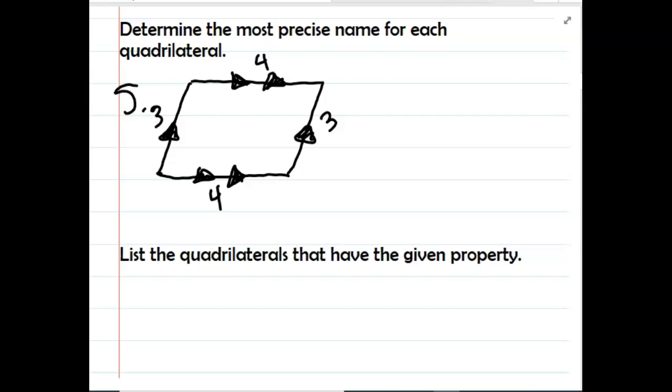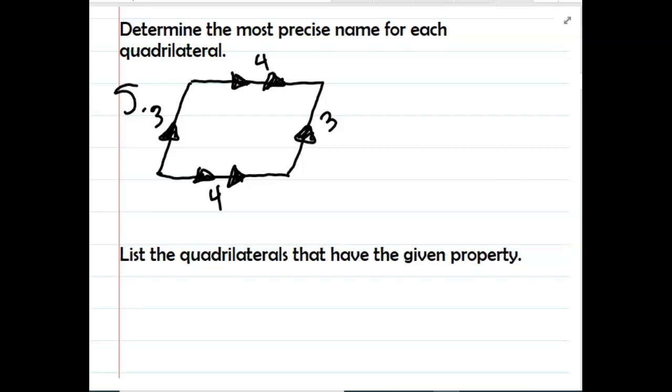Definitely not a square, right? Because the sides are not the same. Is it a rectangle? No. I mean, it does have opposite sides congruent and opposite sides parallel, but the angles, right? Even if it looks like they're 90 degrees, which I know looks a little bit off, if they don't tell you it's 90 degrees, you cannot assume that it's a 90 degree angle.